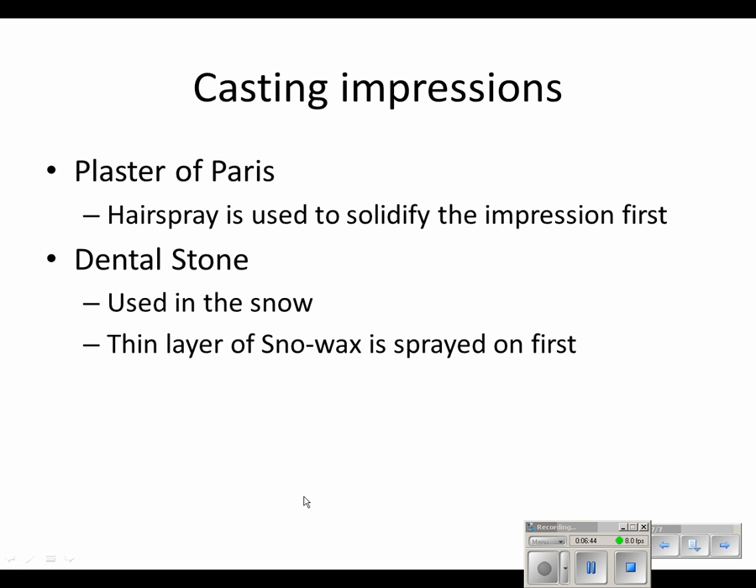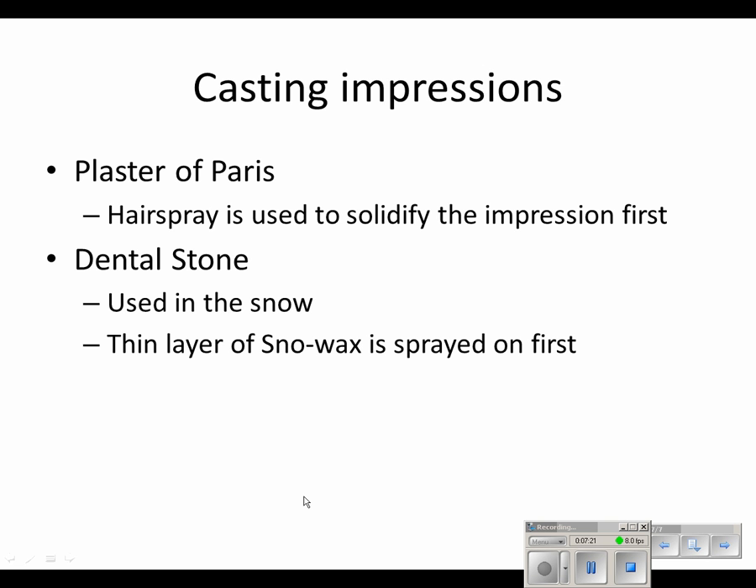And then when we're casting, I mentioned two different types of casts. We use plaster of Paris for most plastic impressions. And first we would spray it with hairspray to help solidify the surface so that we don't obliterate it with the plaster. And then we would cast it using the plaster. The other method is dental stone, which is used in the snow.